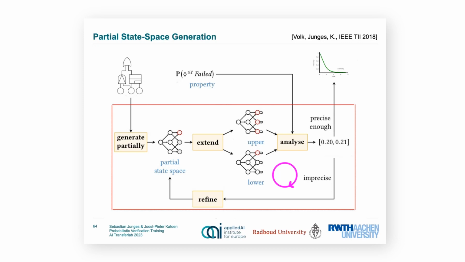Now, in this case, you could have something like a lower bound of 0.20 and an upper bound of 0.21. That is very good, and that could be precise enough, and then you could stop. If it's not precise enough, and I will have an example in a minute, then we're going to expand the partial state space. And actually, we repeat the whole process until we are precise enough. So how does it look?